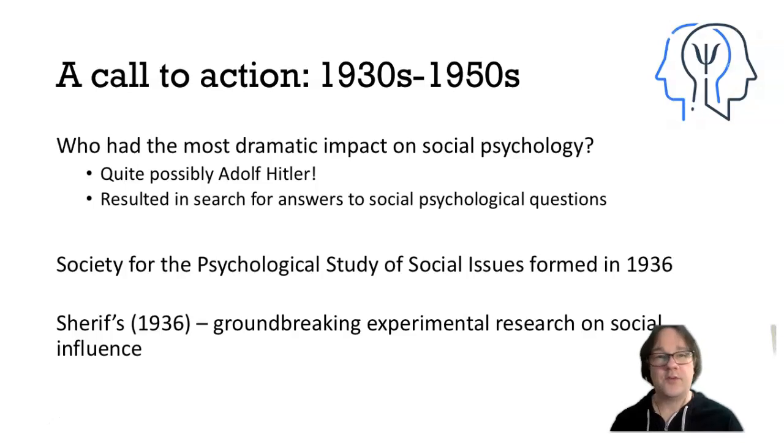We see the first social psychological professional society form, the Society for the Psychological Study of Social Issues, or SPSSI, as we call it, formed in 1936. We have Sherif's groundbreaking experiment on social influence, particularly informational conformity or informational influence, which we'll talk about, also coming in during 1936.